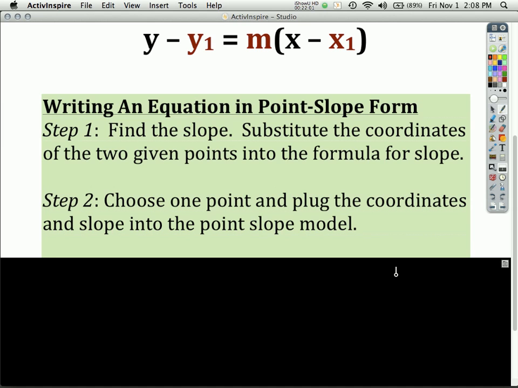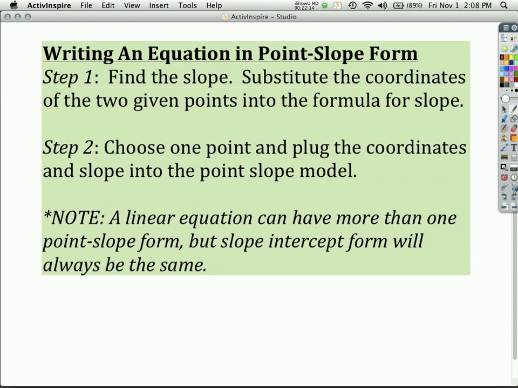Here's one aspect that you will initially find confusing, but as I demonstrate and as we go through today's lesson, you will start to sort it out. And that is this. A linear equation can have many different versions in point-slope form. You're not going to understand right now why, but in a little while you will understand why. But when we write it in slope-intercept form, it will always be the same. In other words, there's only one slope-intercept form. There are many point-slope forms.